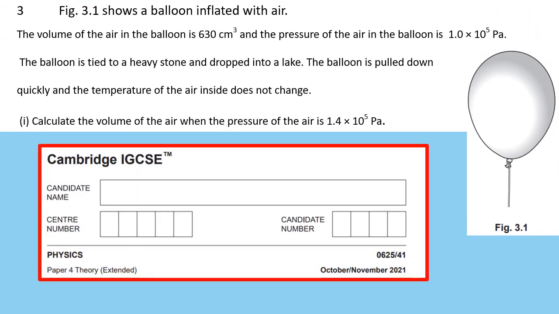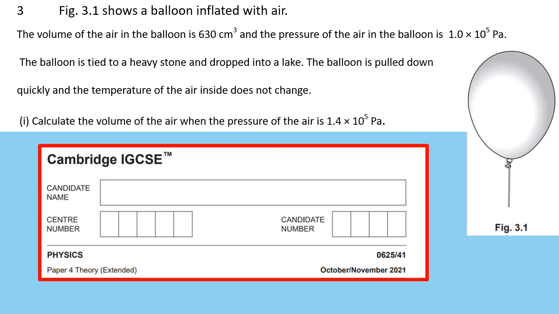This problem is from 2021's paper 4, Winter Exam Variant 1. Figure 3.1 shows a balloon inflated with air. The volume of the air in the balloon is 630 centimeters cube, and the pressure of the air in the balloon is 1 times 10 raised to the power of 5 pascals. The balloon is tied to a heavy stone and dropped into a lake. The balloon is pulled down quickly, and the temperature of the air inside does not change.